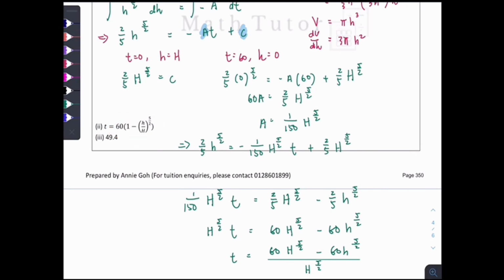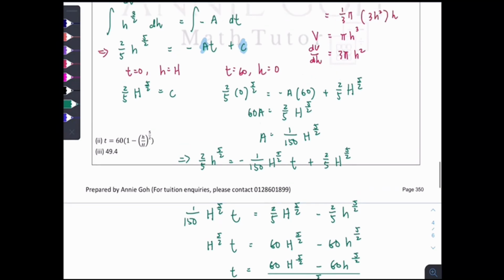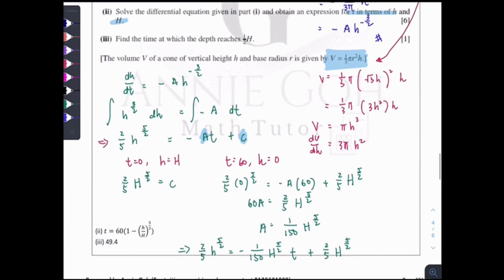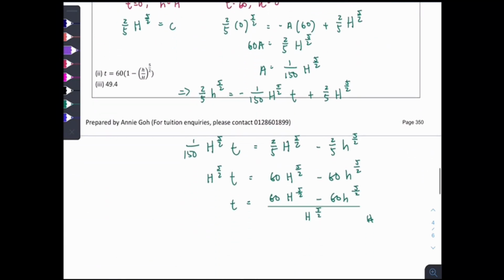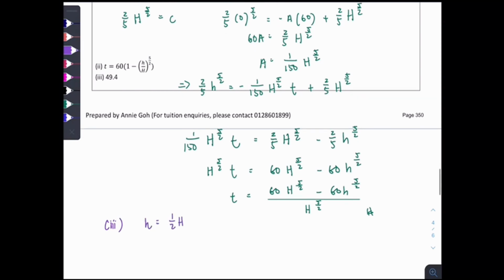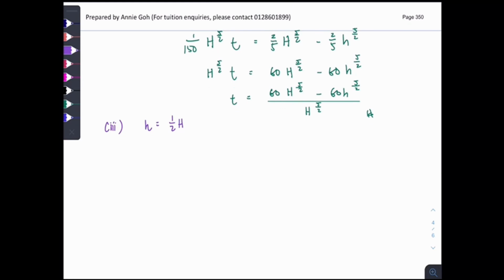And for part 3, you are asked to find the time at which the depth of water reaches half big H. So for part 3, when h equals half big H, what happens to the t? What to do is you just need to substitute into here. Let me highlight this and see what happens to the t.